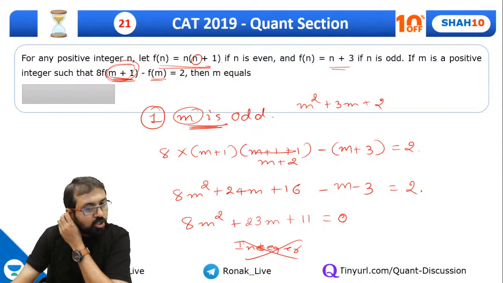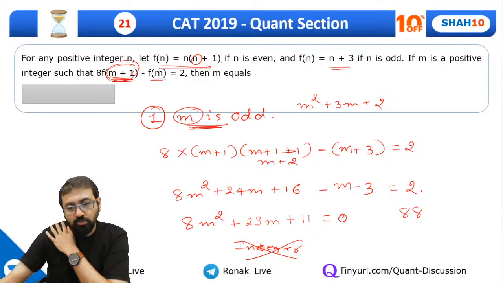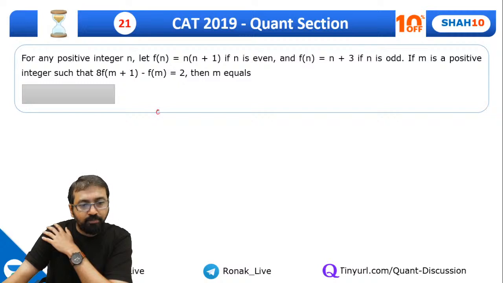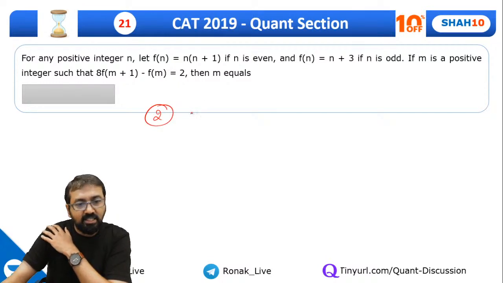m can't be odd. That's how we realize that m has to be even, because if you find out, these roots will come out to be irrational. 11 8s are 88, 11 4s are 44, so it will not have this kind of root. So let's take case 2. Case 2 is, m is even.